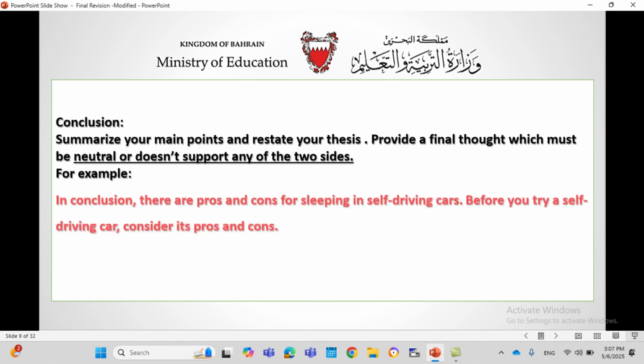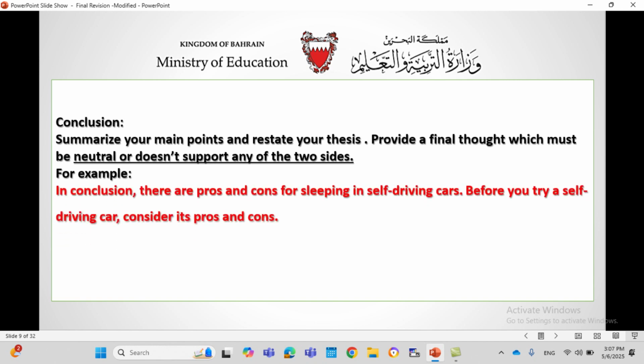For example, in conclusion, there are pros and cons for sleeping in self-driving cars. Before you try a self-driving car, consider its pros and cons. As you can see here, the writer is impartial. He is not biased to any of the two sides. He stands in between. Although self-driving cars have advantages or a good side, they also have disadvantages or drawbacks, and we must consider their pros and cons.